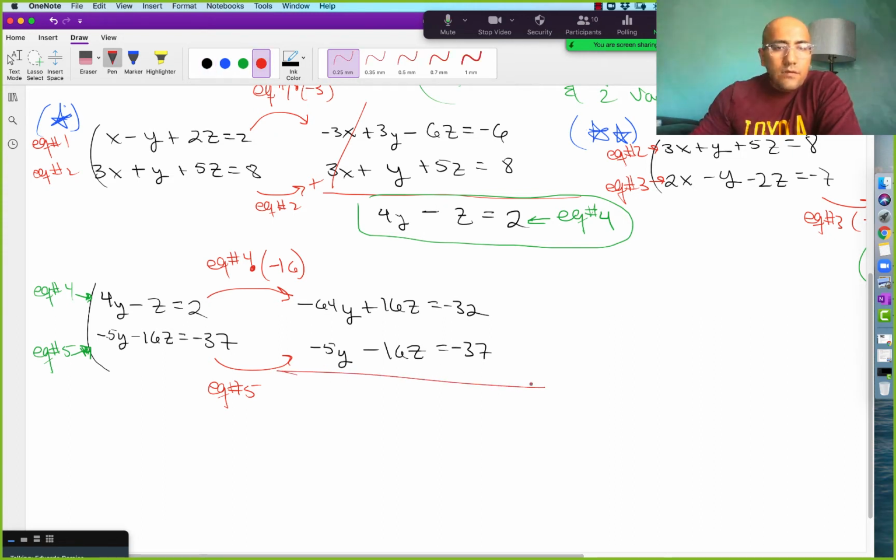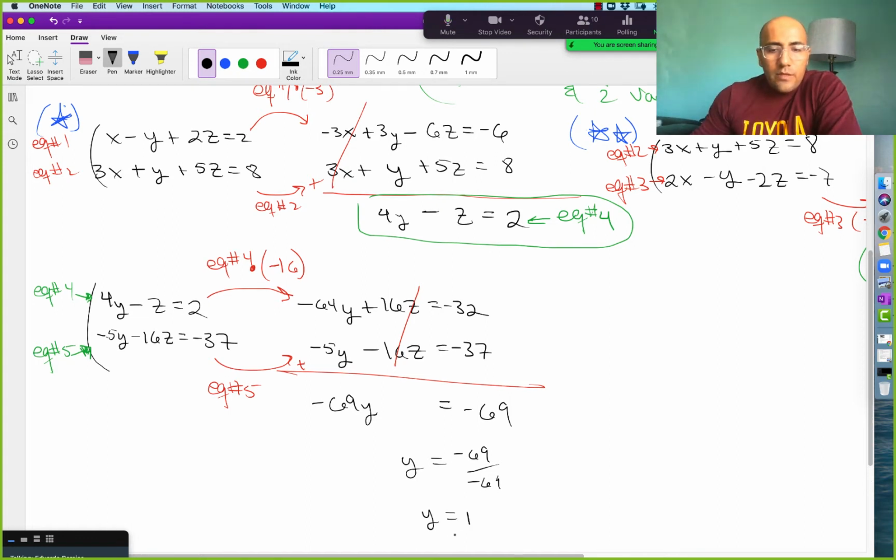So then when we add these guys, these will cancel. We'll end up with negative 69y equals negative 69. And so y equals negative 69 divided by negative 69. So y will equal 1. Almost there. 1 out of 3.